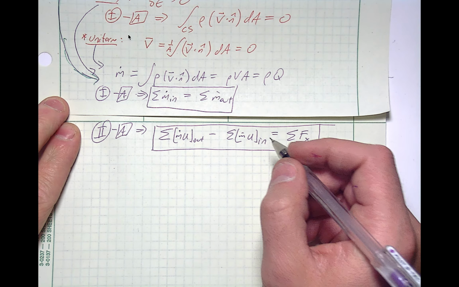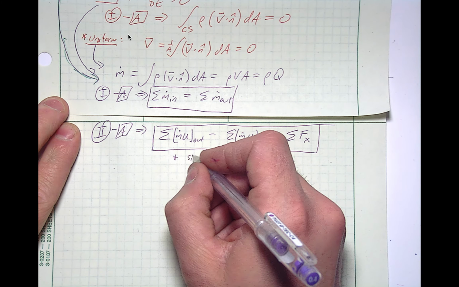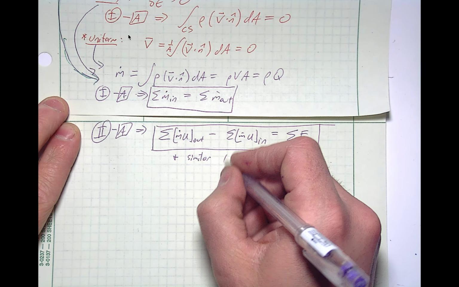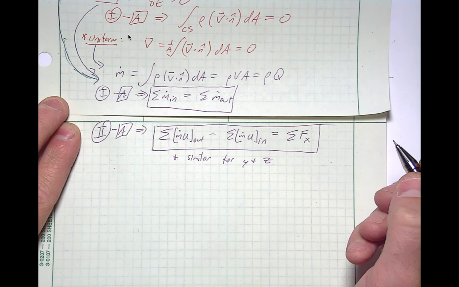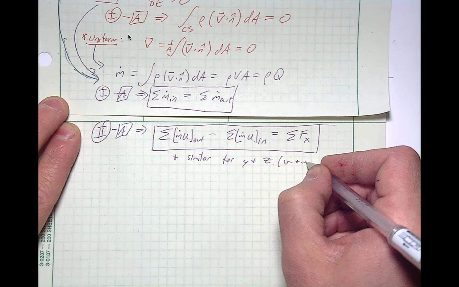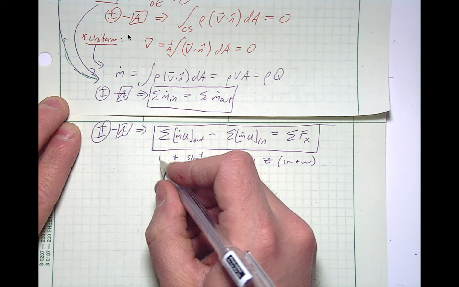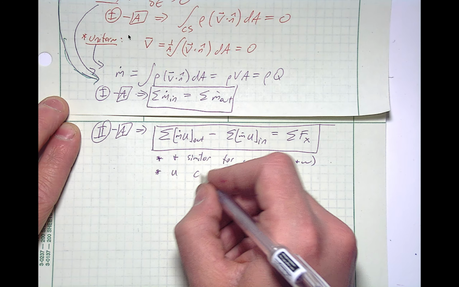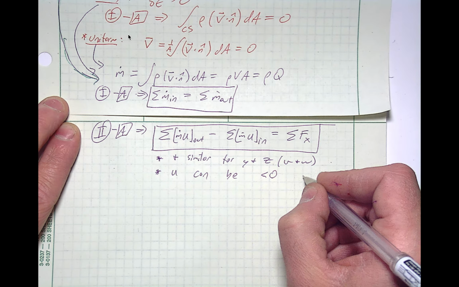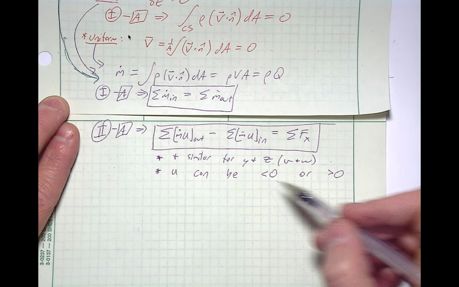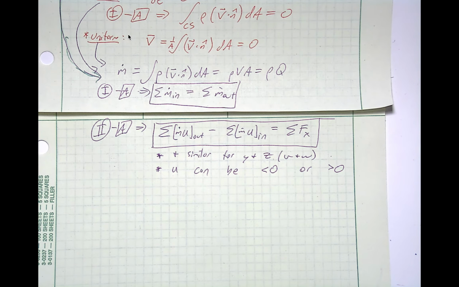Key thing here, first of all, this is really a vector equation. We can have similar for y and z, or we could make this more general by putting the vector in there. I'm going to leave it like this. And also note that our velocities here can be positive or negative. Greater than zero, less than zero.